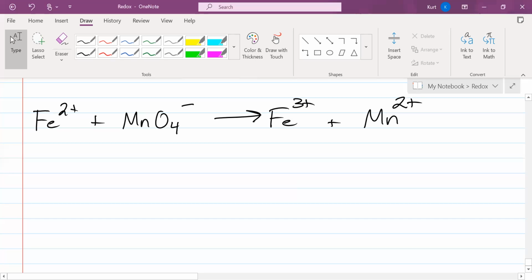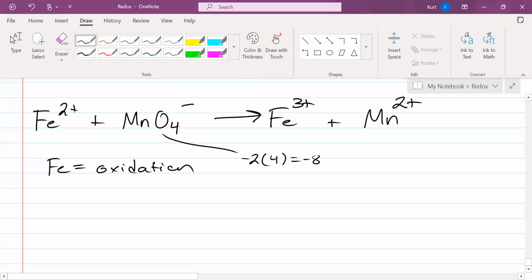All right, let's see what we have here. It looks like iron goes from +2 to +3, so it loses 1 electron. So iron has been oxidized. And manganese, well, let's see. That's manganese, by the way, not magnesium. Let's see, 4 times -2 is -8. Manganese is, you guys get +7. Okay, it goes from +7 to +2, so that means that it got reduced.